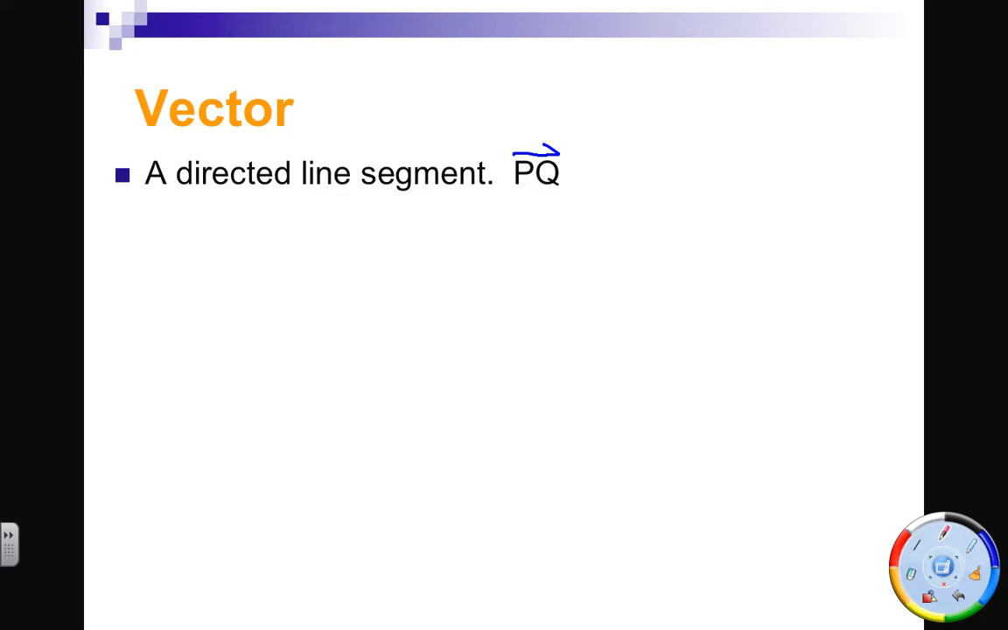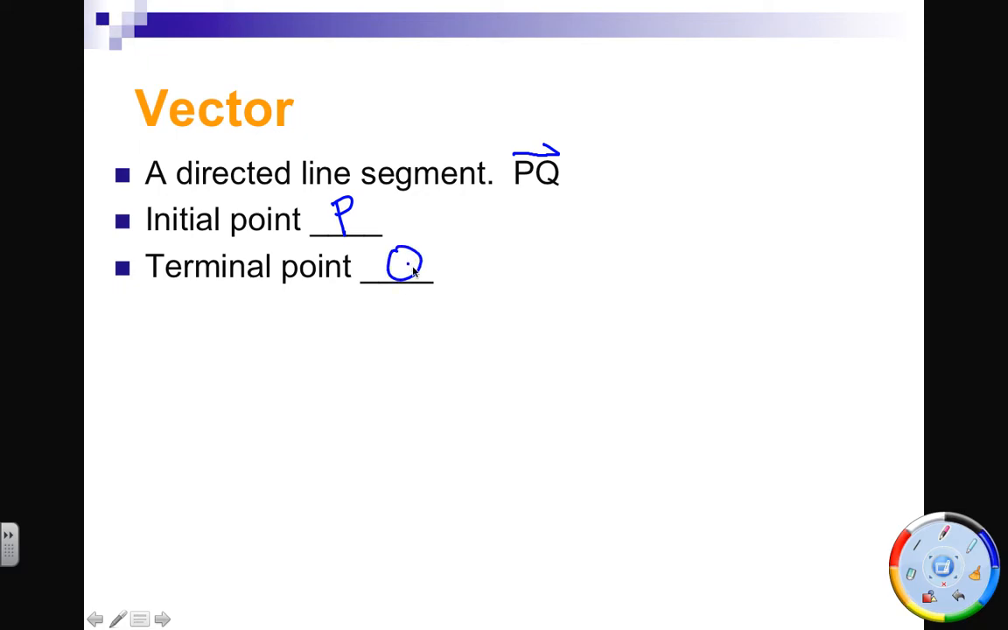Okay, so it's a directed line segment. It starts at P, so my initial point is P, and my terminal point is Q. So it would look like this. Here's P, and it would go in this direction, in the direction of Q. Some texts will put this up here, so let's put this up here. So it's a directed line segment going from P to Q in that direction and that direction only.